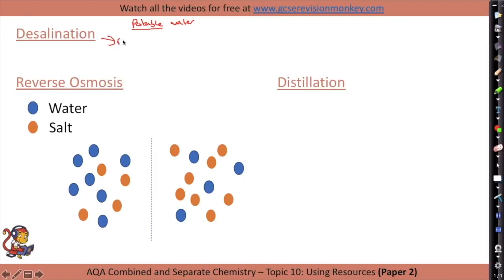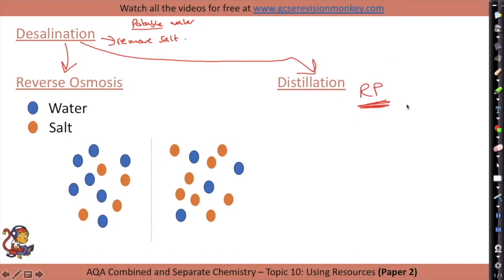And desalination is whereby they are removing the salt from the water. They will still go through the sterilisation processes as well. But for desalination, there's two different options. One of those is reverse osmosis, which is a really new technology. And the other one is distillation. Now, distillation forms part of a required practical, so I'll talk about that in detail in the next slide.